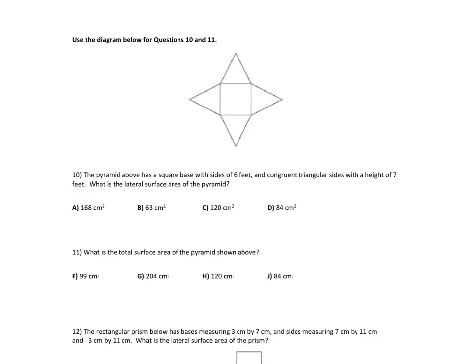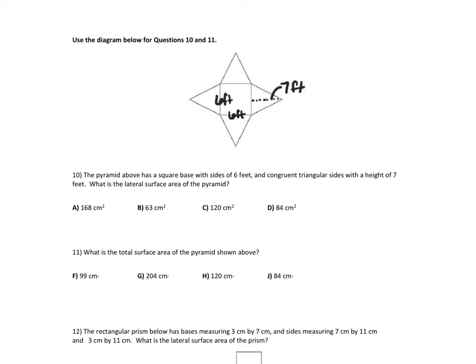So number 10 says the pyramid above has a square base with sides of 6 feet. So right here I would write 6 feet because you know it's 6 feet on all the sides because it's square. And congruent triangular sides with a height of 7. So the height right here on these triangles is 7 feet. What is the lateral surface area?